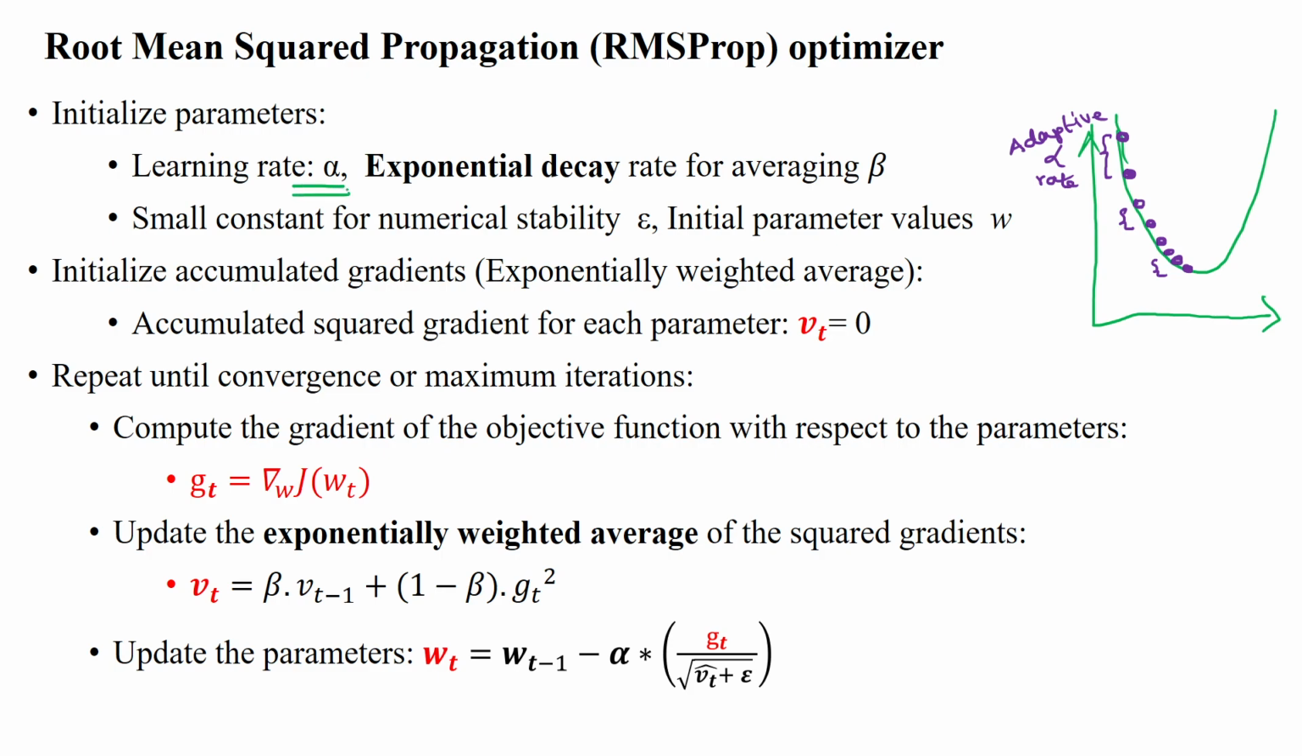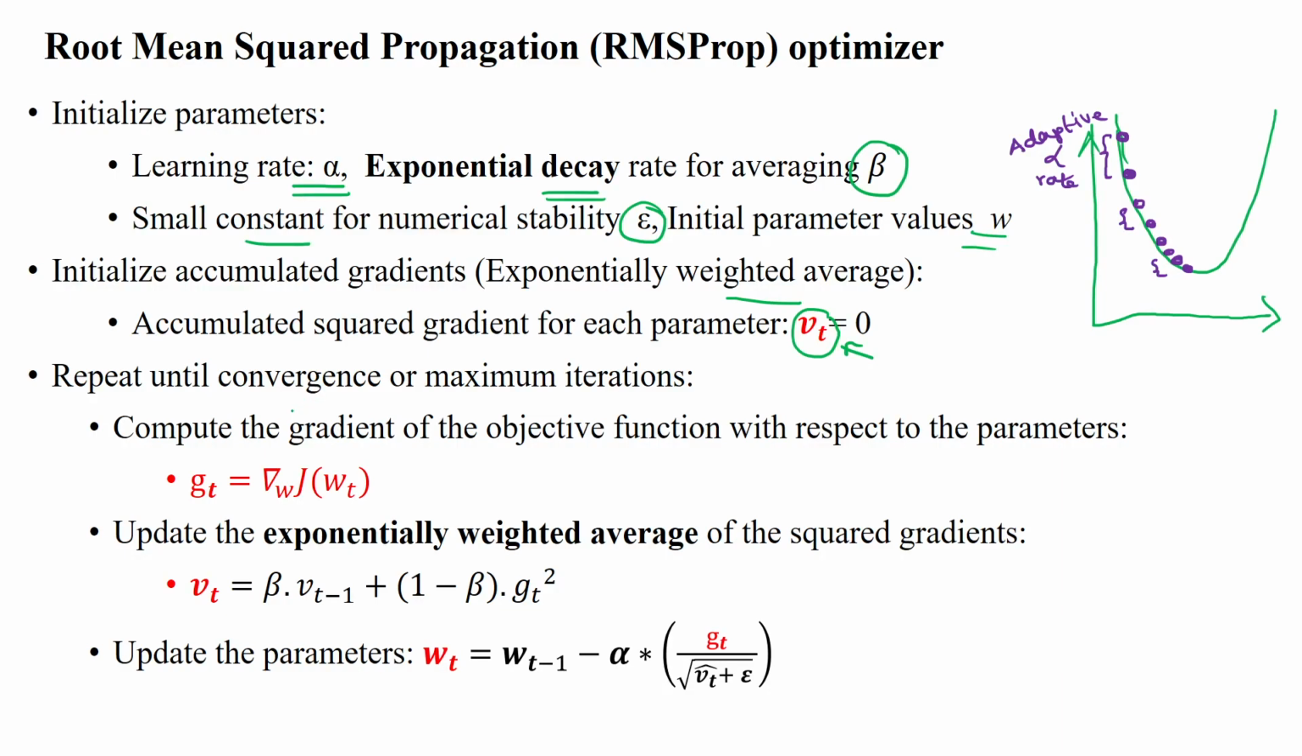Initially we take the learning rate and the exponential decay rate, denoted by beta, and a small constant value epsilon, and we initialize the weight parameters before starting the training process. Then we accumulate the exponential weighted average, which is used to update the adaptive learning rate. It focuses more on the recently used weight gradients, and the past gradients get less weightage. That is the usage of this parameter.